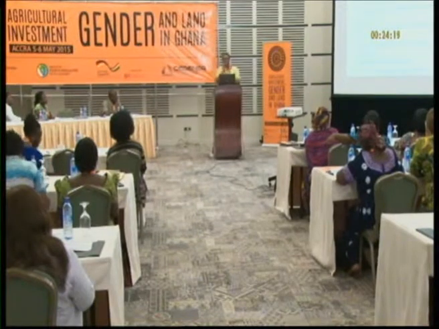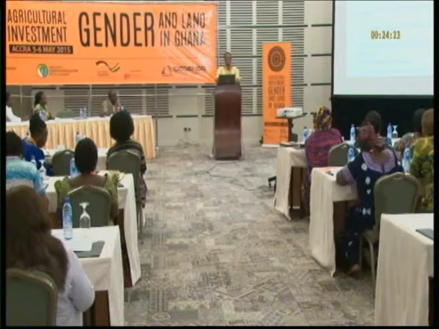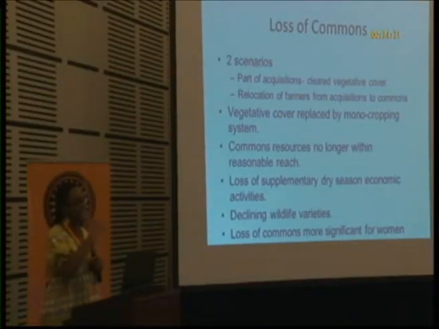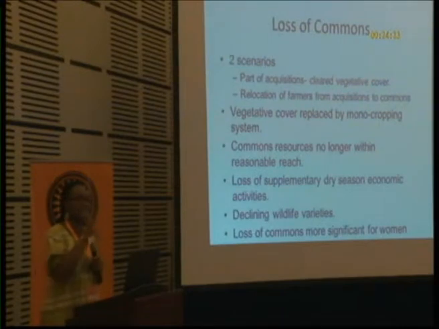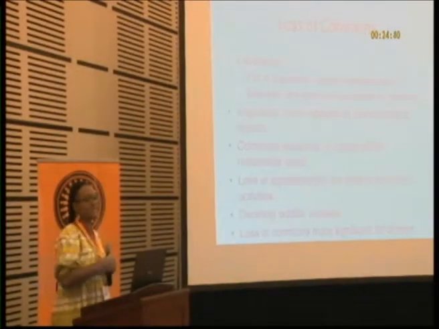A particular point has to do with the common property resources. There are two ways in which people use them. Sometimes the commons are given out as part of that. And once they are given out, they are cleared of their vegetative cover, and people no longer have access. Sometimes they are not part of the acquisition, but people are relocated there. The people who lose their land are relocated to the farm.